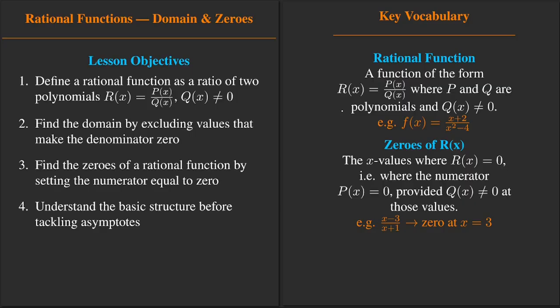In this lesson, we are looking at rational functions, and specifically, we are looking at the domain and zeros of a rational function. By the end of this lesson, you should be able to define a rational function as a ratio of two polynomials. You'll be able to find the domain by excluding values that make the denominator zero. You'll be able to find the zeros of a rational function by setting the numerator equal to 0. And we will form a foundation of tackling asymptotes.